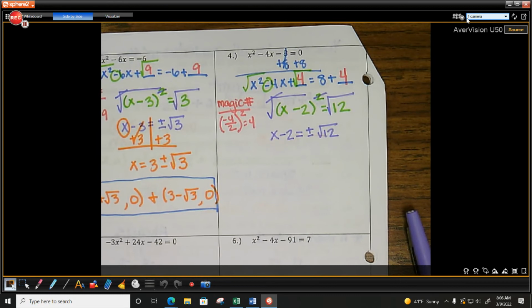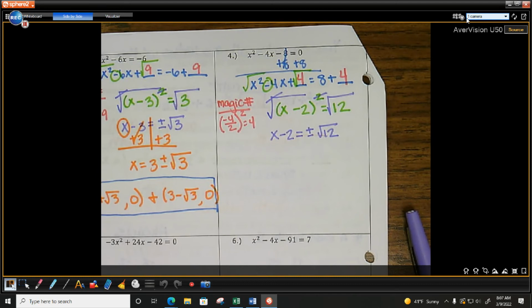5 squared? 6, 7, what am I at? 8, 9, 10, 11, and 12. We'll stop there, okay?